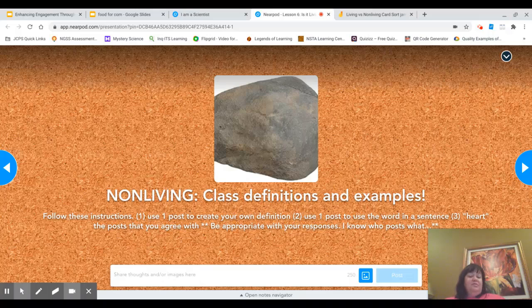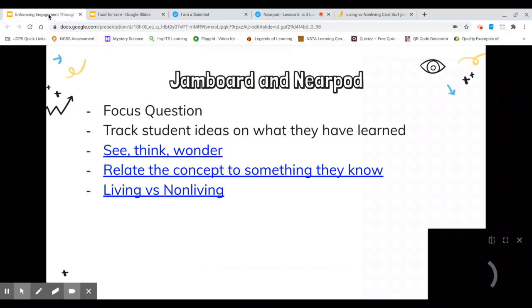And then that's where the discourse kind of came in, was they could heart each other's posts that they agree with, and they could respond with their posts saying, well, I agree with this, or what do you think about this? And we had a really good discussion, because a lot of people's definitions had things about being dead as non-living. So we had to have that discussion, and kids caught it and kind of called each other out on that. So that was kind of helpful.